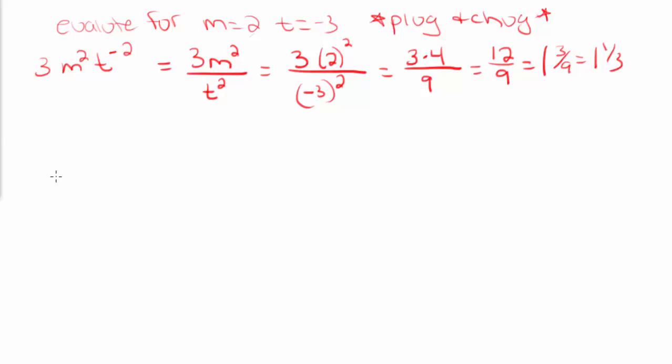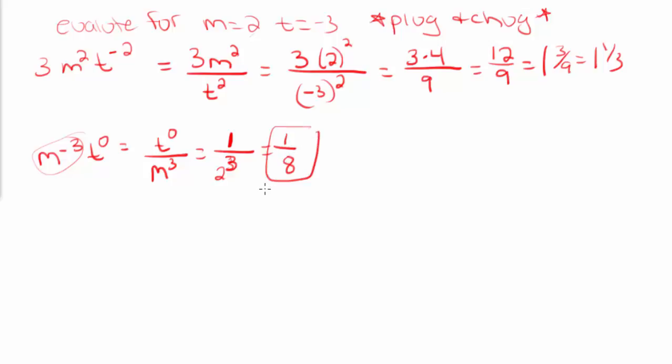Next one. M to the negative 3, t to the 0. Okay, so we're going to have t to the 0 on top. We got to bring the negative 3 to the bottom. M cubed. Well, t to the 0, anything to the 0 power is just 1, so you don't even have to plug it in. You could put negative 3 to the 0, you'd still get 1. And then we have 2 cubed, because we're plugging it in. So 1 over 8 would be your answer there.